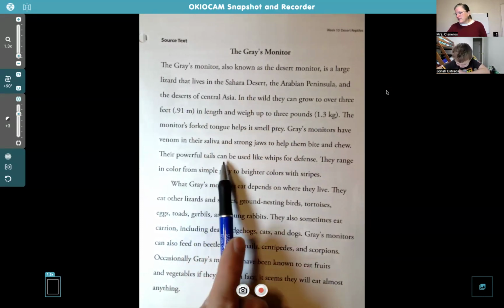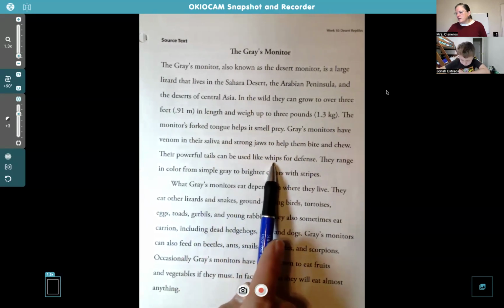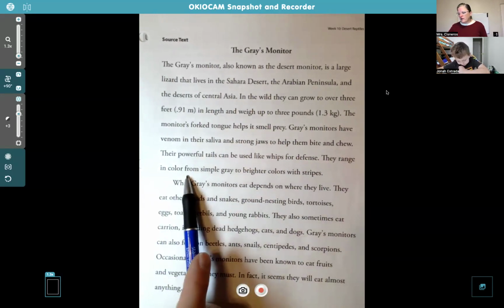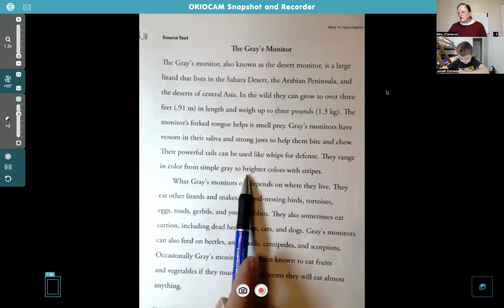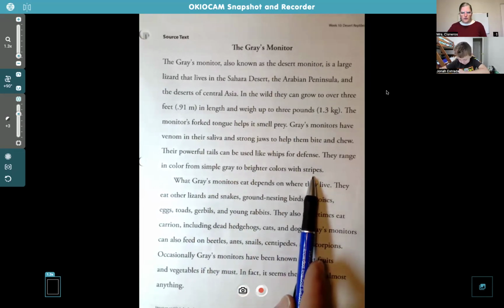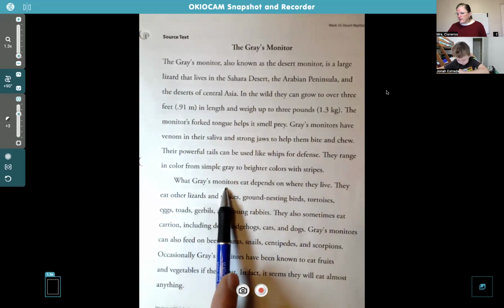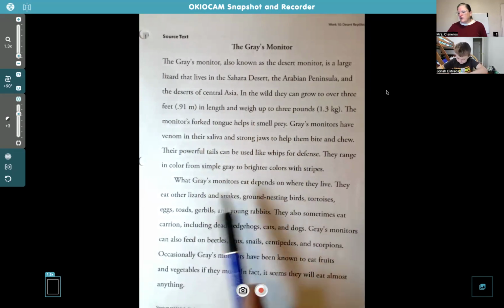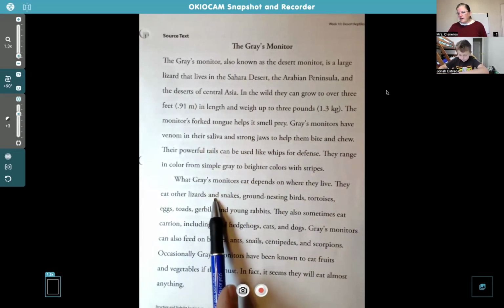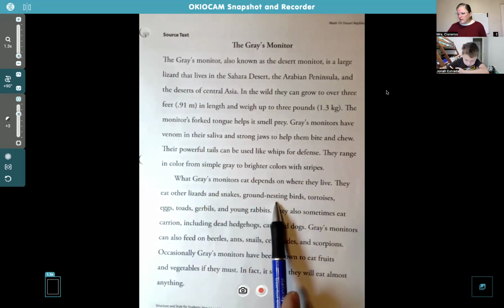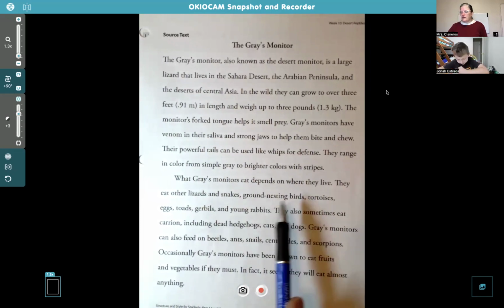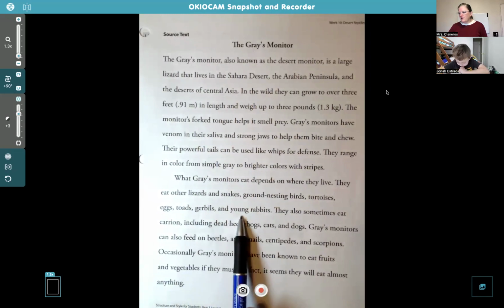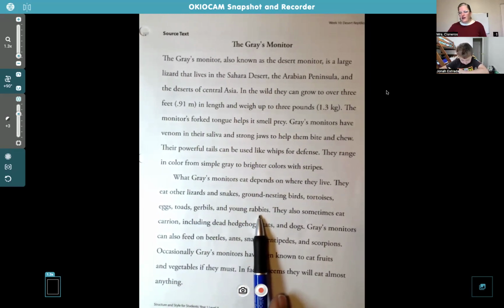Their powerful tails can be used like whips for defense. They range in color from simple gray to brighter colors with stripes. What Gray's monitors eat depends on where they live. They eat other lizards and snakes, ground nesting birds, tortoises, eggs, toads, gerbils, and young rabbits. Wow, they have a big diet.